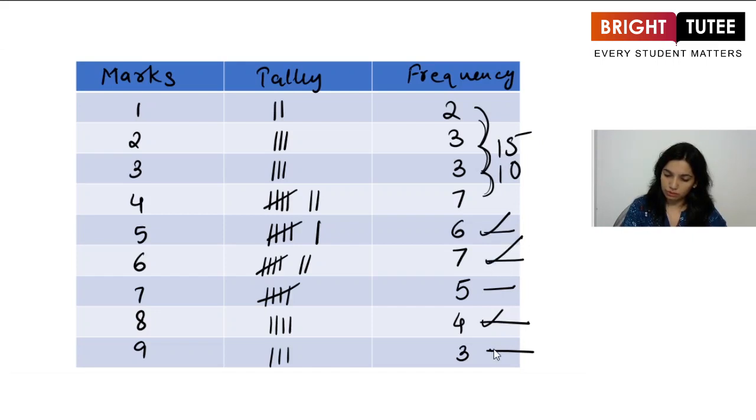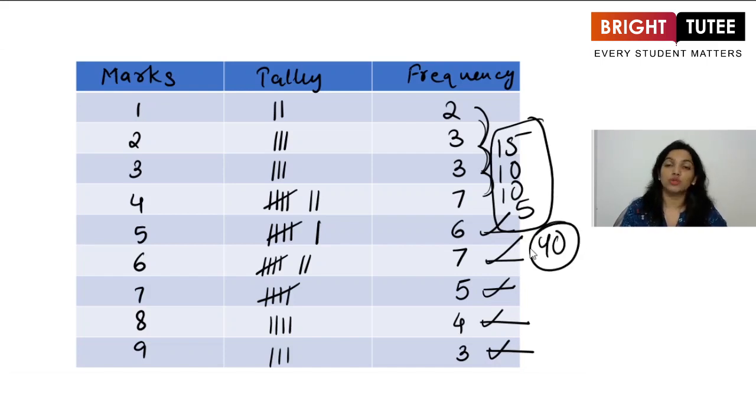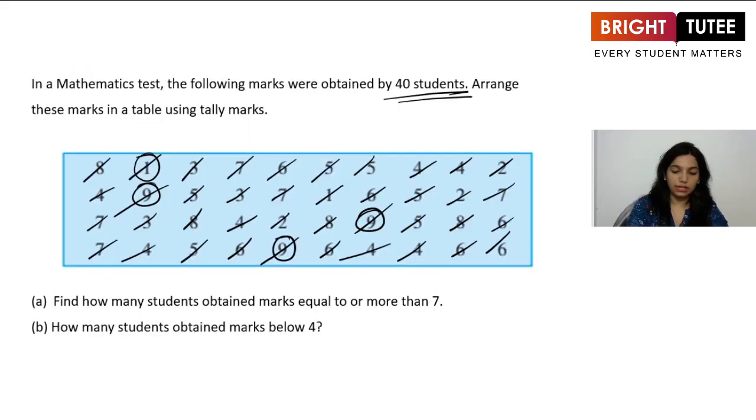So I'm just putting a tick, 7 and 3. So it is here 10 again, and then 5 more. So we see that the total is 15 plus 10 plus 10 plus 5, it is 40. So the total number of frequency that we have got is 40 as well. So every time whatever the total number is given, that much must be there in your frequencies, right?